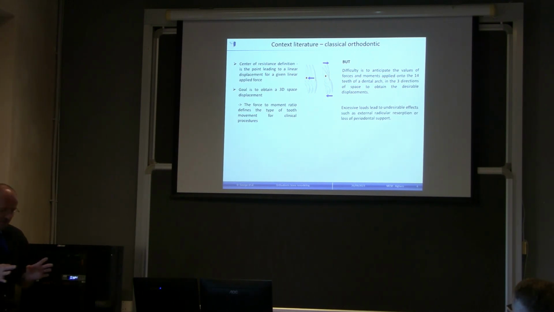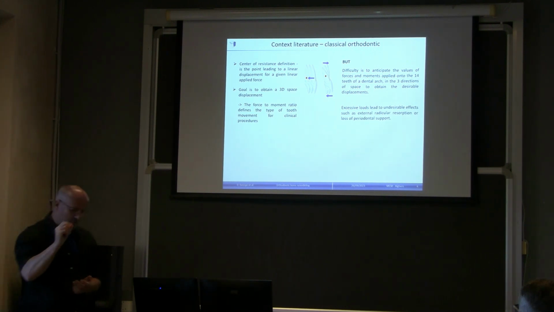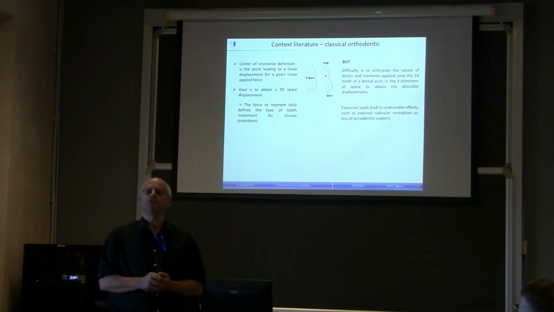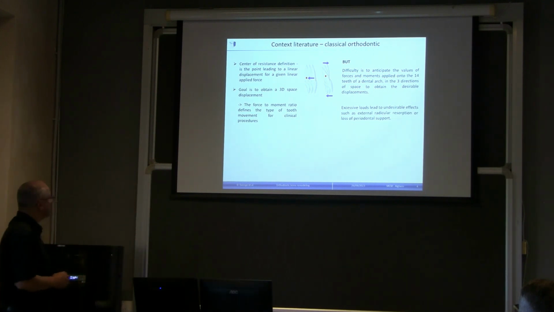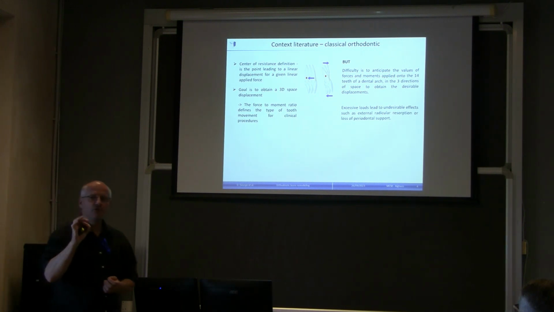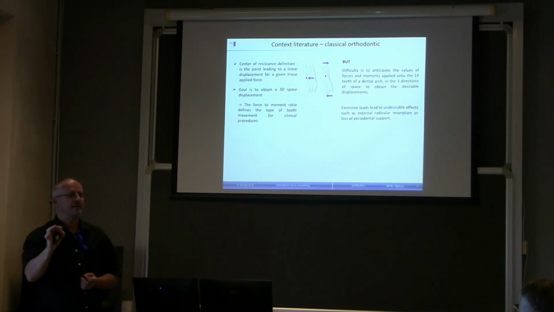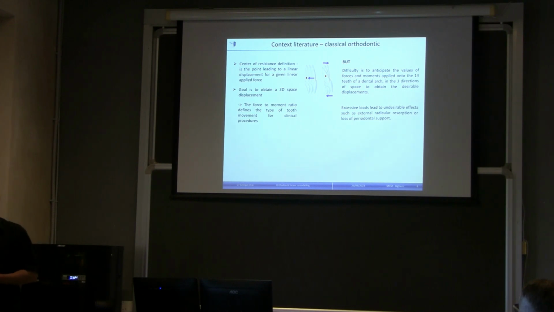The difficulty is to understand exactly, precisely, what is the tooth movement inside the bone. I want to start with a very simple definition, which is what we call here the center of resistance, which is located somewhere in the root of the tooth. The definition of this point is that when you apply a linear, punctual uniaxial force at that point, the tooth moves in a linear way inside the bone.